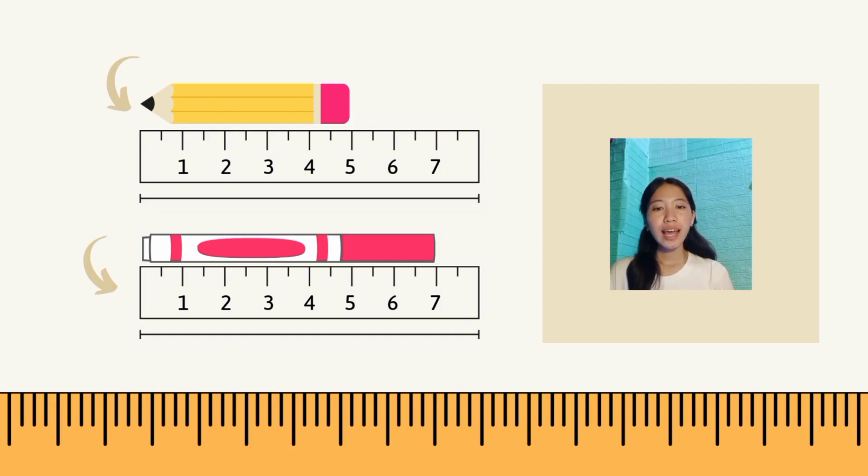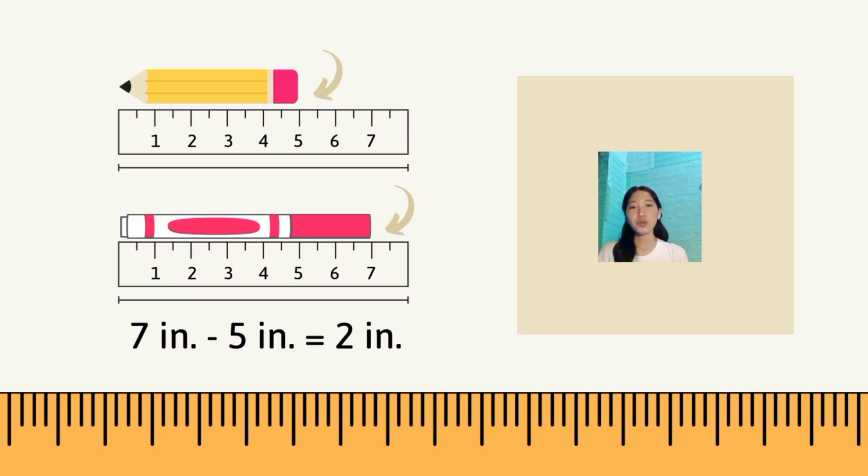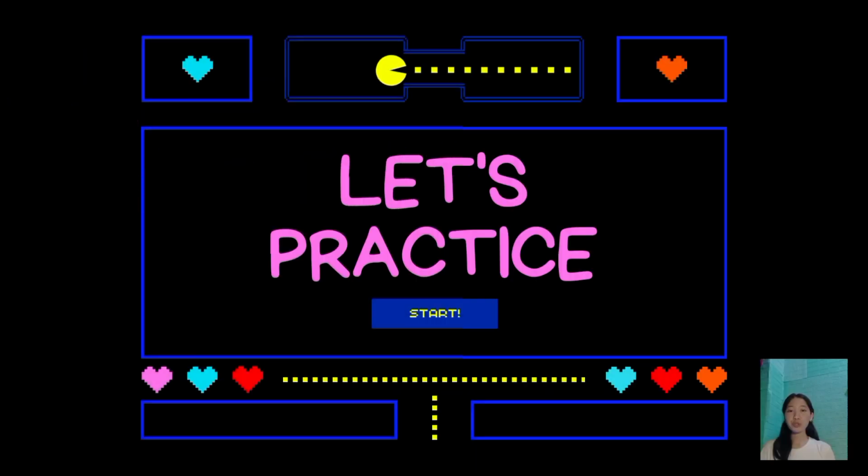When measuring an object, you must line up the end with the start of the ruler or measuring tape. To compare the length of two objects, find the difference by subtracting the length of the short object from the longer object. So now, to test your understanding about our lessons, let's have some practice activity.